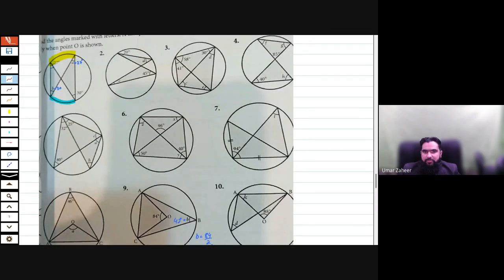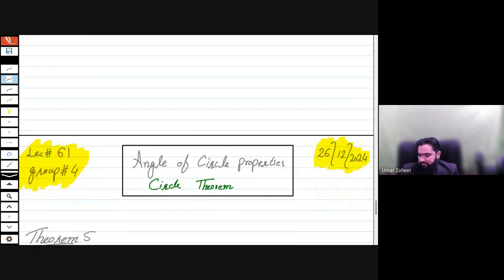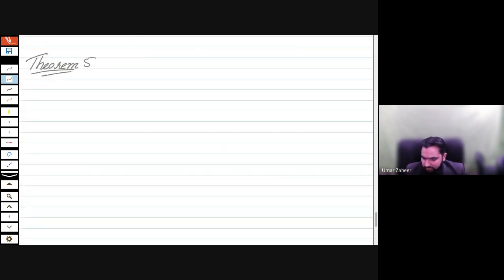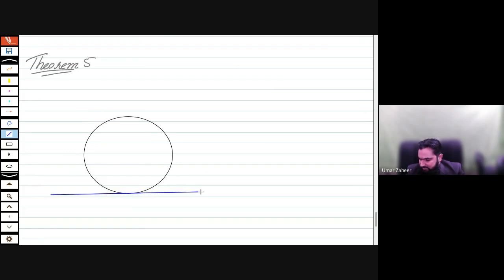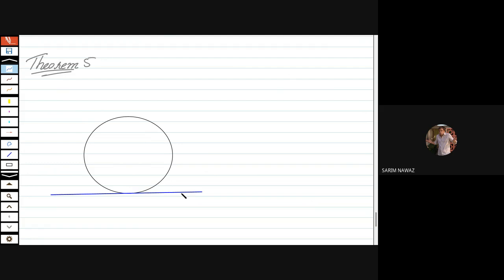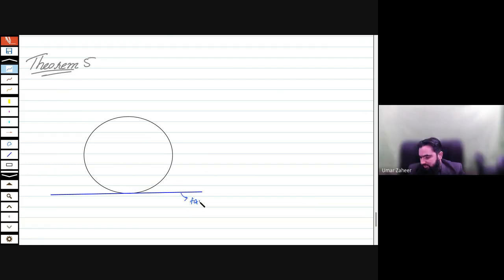Now we go for the fifth theorem. The fifth theorem states that let's say you have a circle and you draw a line that touches the circle at one point. This line is known as a tangent. A line that touches a circle at a single point is known as a tangent.